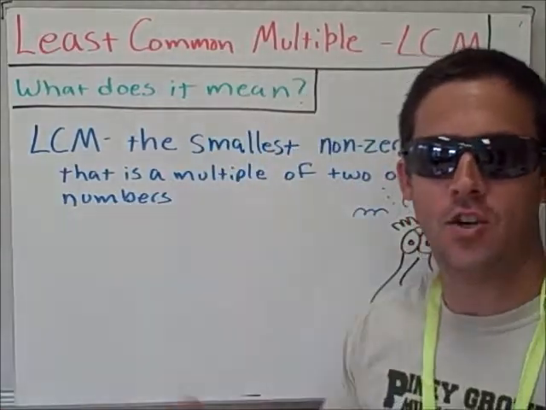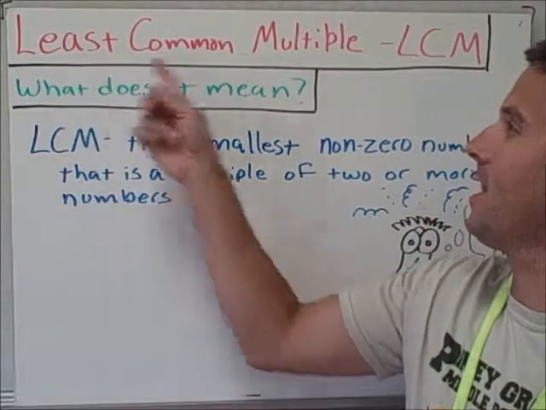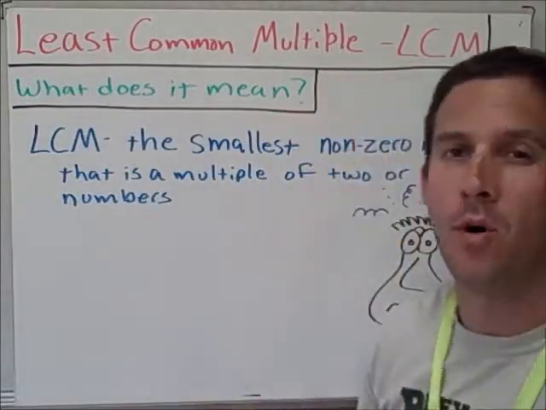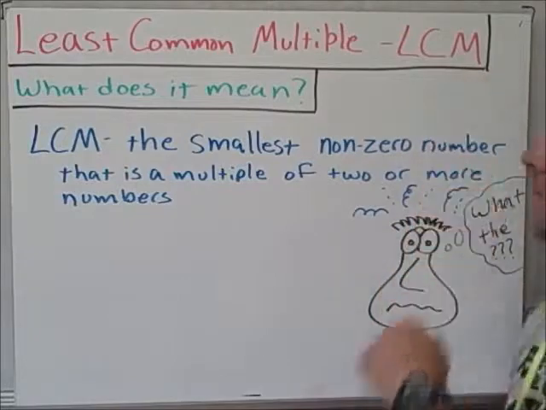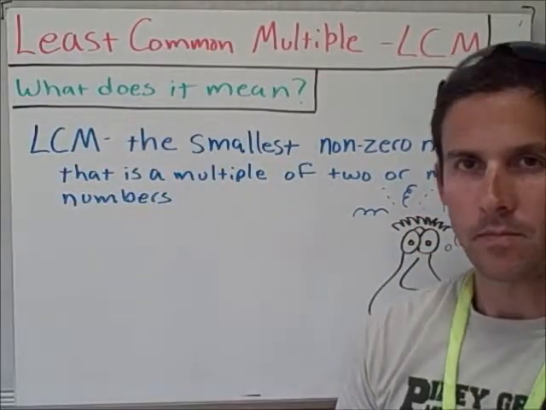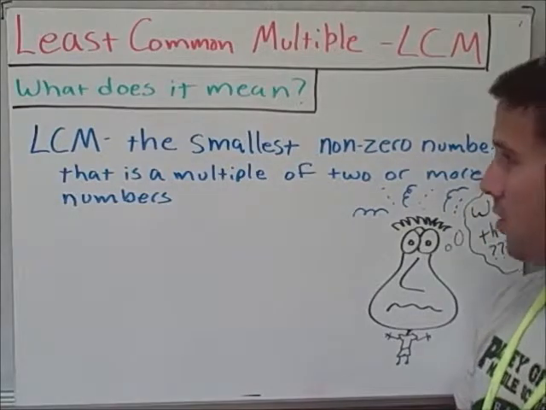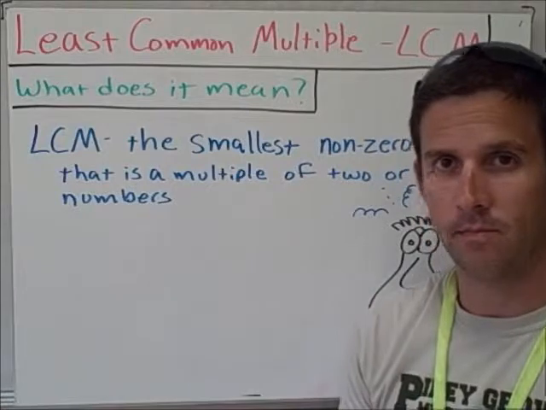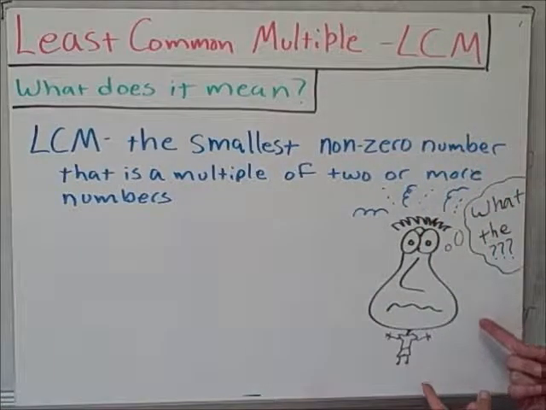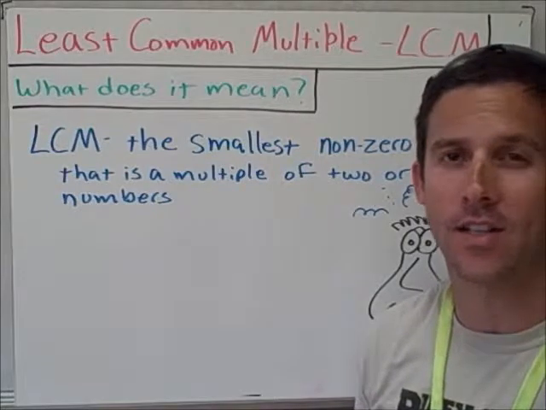Hey, kids, how you doing? It's Mr. Kent here, and I'm going to teach you today the least common multiple, otherwise known as LCM. What does it mean? Well, the least common multiple is the smallest non-zero number that is a multiple of two or more numbers. What? That's the same thing I said when I heard that. Come on, let's try to figure this out.